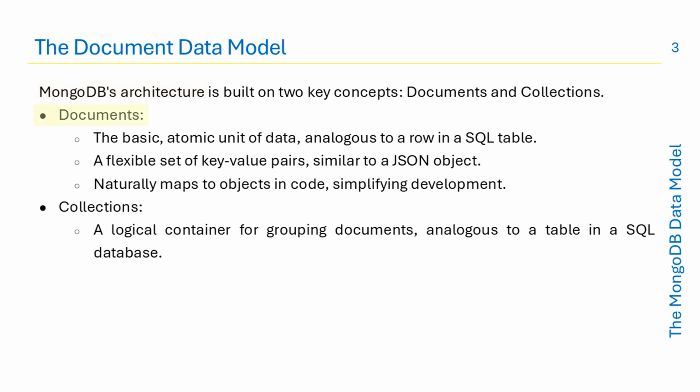You can think of a document as being similar to a row in a SQL table, but it's much more flexible and expressive. It's basically a set of key-value pairs, which should look very familiar if you've ever worked with JSON. This is a huge advantage for developers because it directly matches the objects and dictionaries we use in our code every day, which means less time spent on complex mapping.